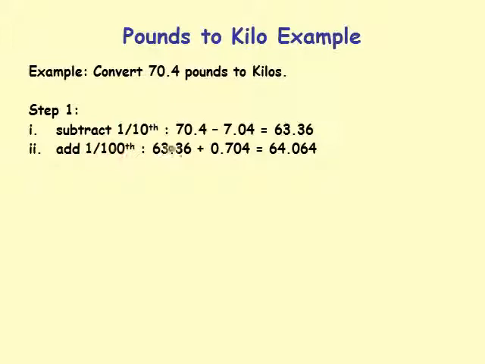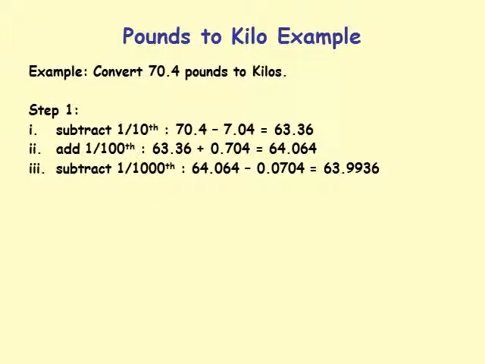Then add a hundredth. A hundredth of what? Of this thing here, of 70.4. 63.36 plus 0.704 is 64.064. Okay, for a better approximation, subtract a thousandth, a thousandth of that one. That's 0.0704. 63.9936. Okay, now we have 3 approximations here.